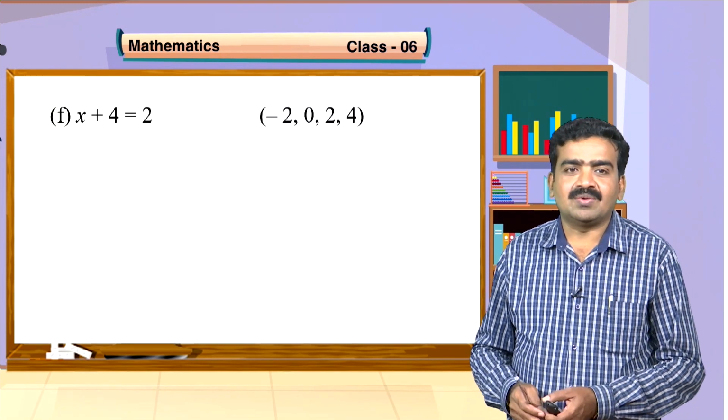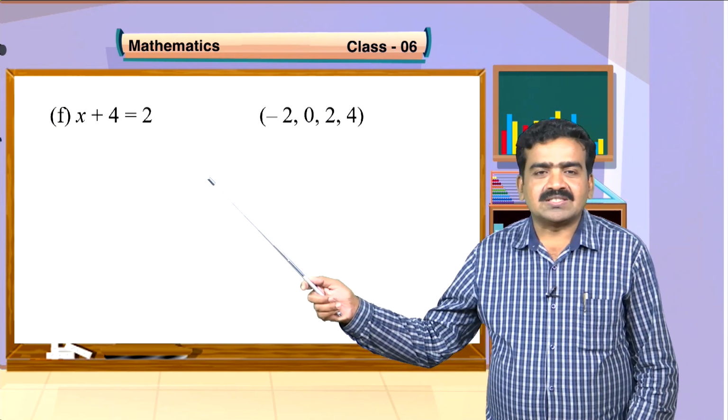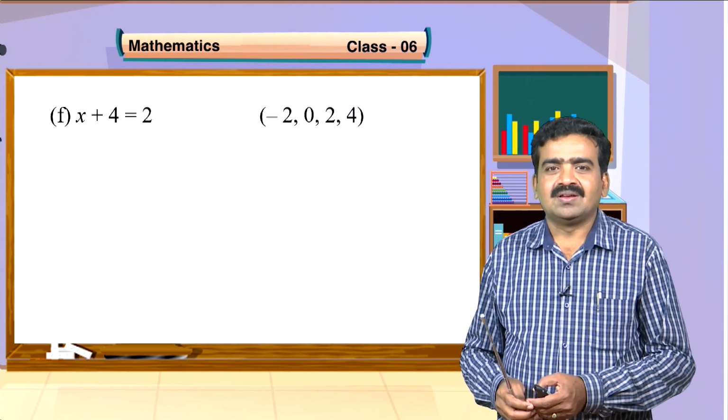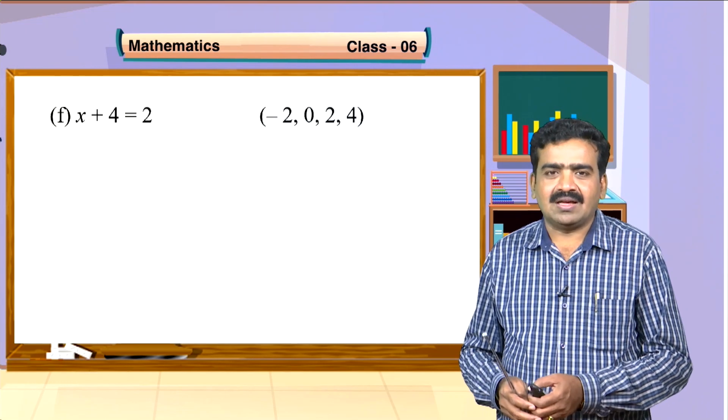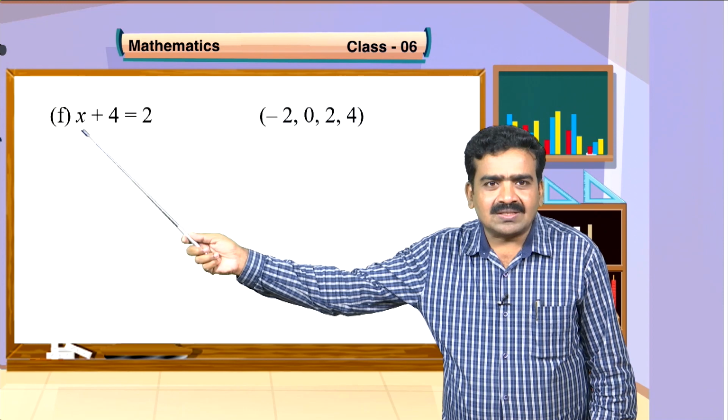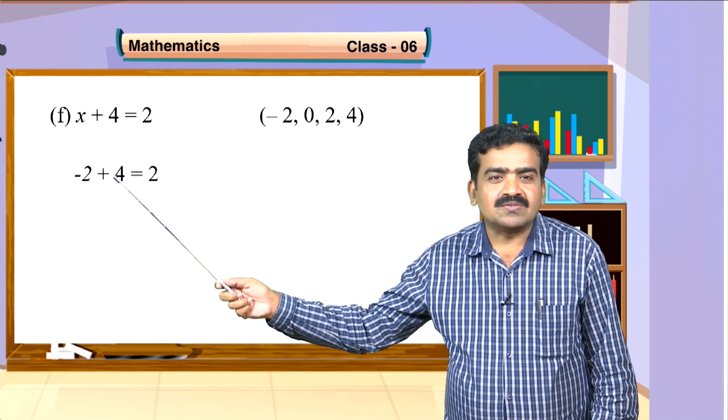Let us learn about one more example. X plus 4 is equal to 2. Now, it is easy to solve the problem. You can do it yourself, but try along with me. What happens when minus 2 is substituted in place of x? Minus 2 plus 4 is equal to 2.